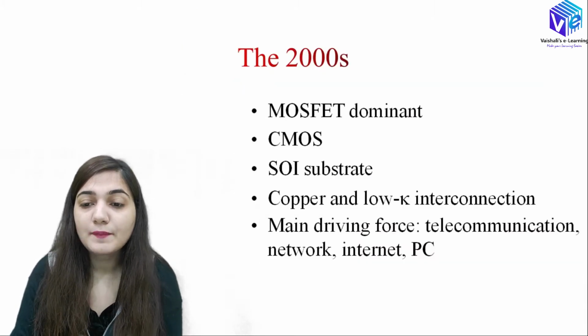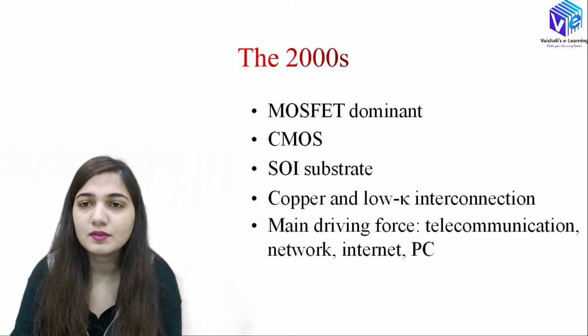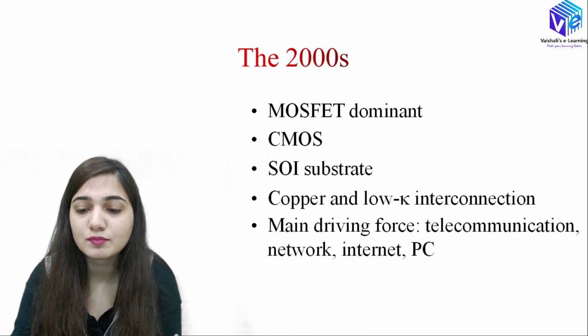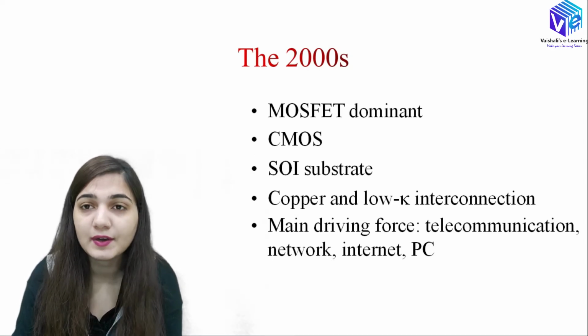1990s. So coming to the 2000s, again it was MOSFET dominated. CMOS was used because of the speed advantage. We were dealing with the CMOS more. So it was using silicon on insulator substrate. Okay, it was again increasing the speed. It was giving a higher benefit towards the speed, right? So silicon on insulator substrate was preferred. Then we were using copper and the low dielectric constant interconnections. This is also a very good advantage. We will talk about it in detail.